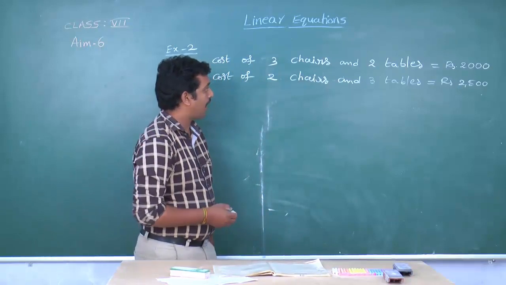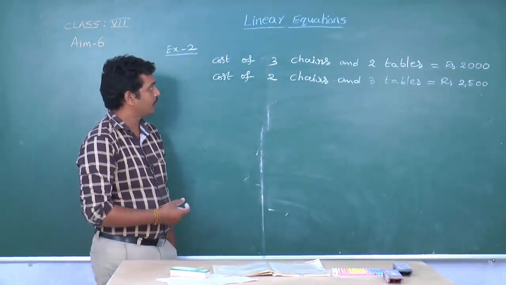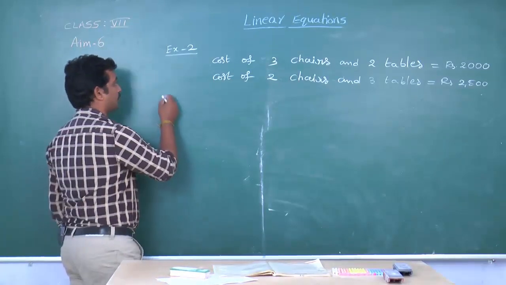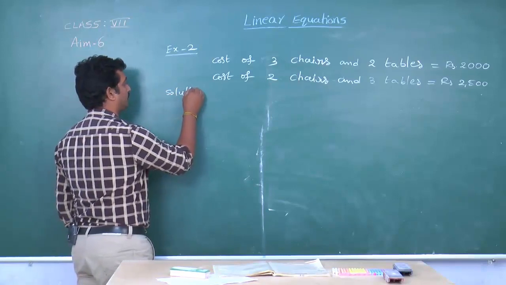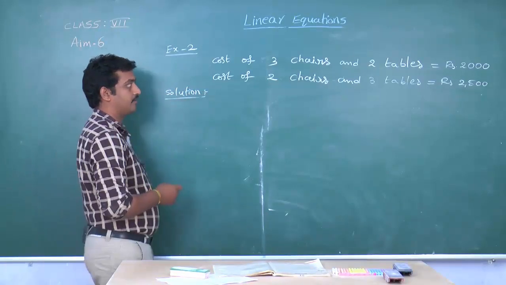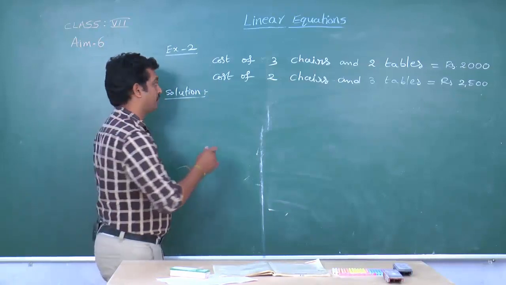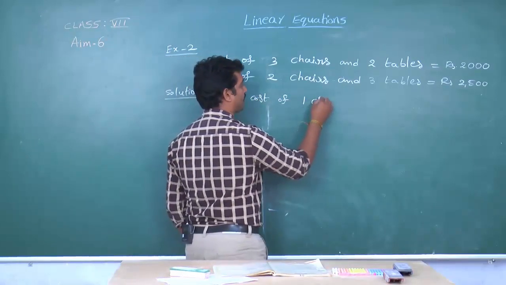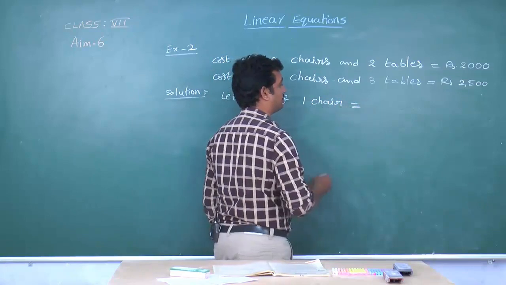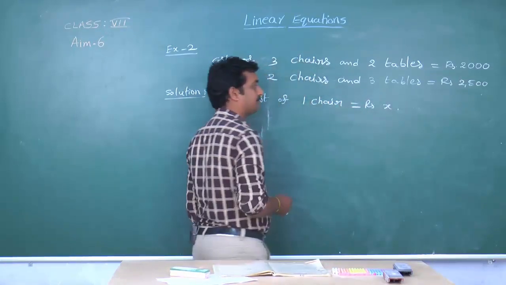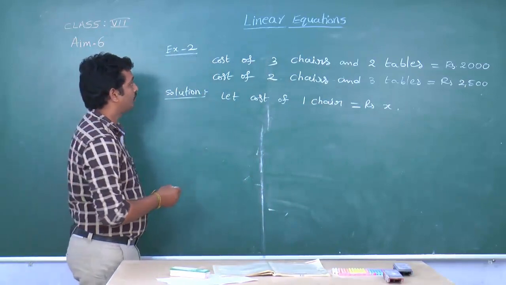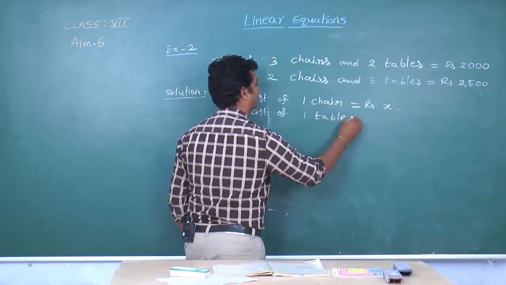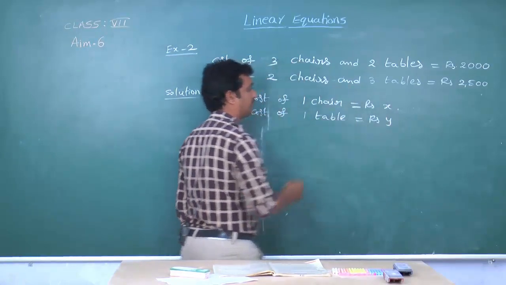Now to find the given requirement, first of all we have to find the cost of the chair and the cost of the table individually. So the solution: let the cost of 1 chair be rupees x. Cost of 1 table is rupees y.